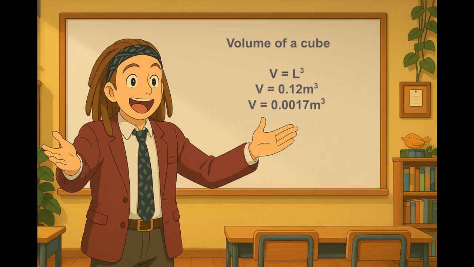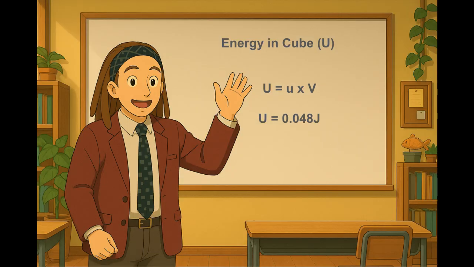Finally, let's find the total energy stored in the box. First, the volume of the cube. V equals 0.12 meters cubed, which is 0.001728 cubic meters. Now the total energy, U, is U multiplied by V. U equals 27.815 joules per cubic meter, multiplied by 0.001728 cubic meters. This results in a total energy, U, of approximately 0.048 joules.